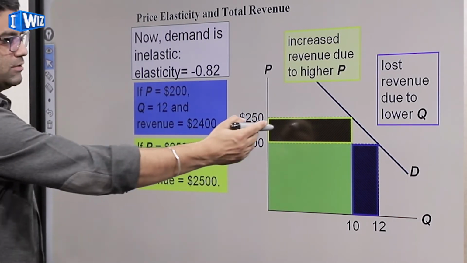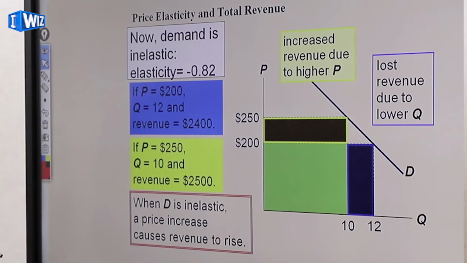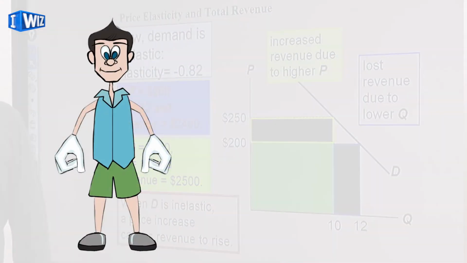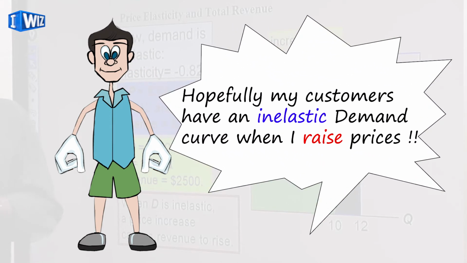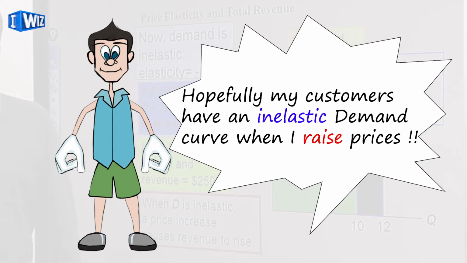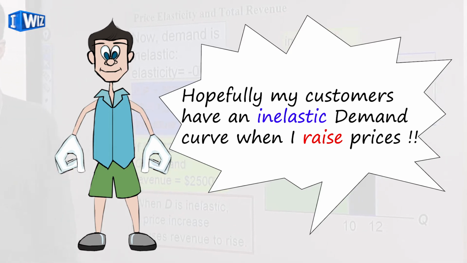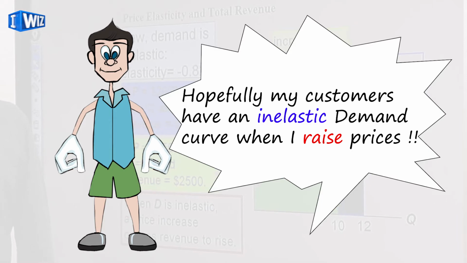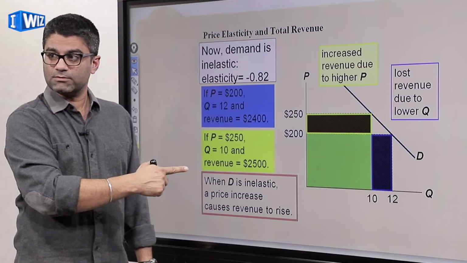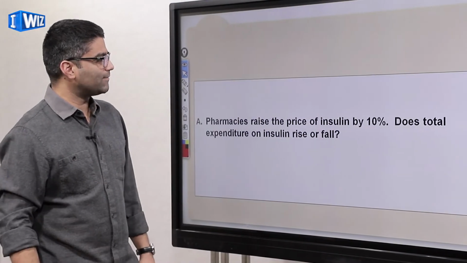So now this region is more than that region, and therefore your revenue will increase when price increases. So this is very important. If you're planning to run a business at some point, it's very important to understand how your consumers that are buying your good behave. Do they have an elastic or inelastic demand curve? Because in one case, revenue goes up if you decrease prices. In the other, revenue goes up if you increase prices. So it's very important that you understand that.